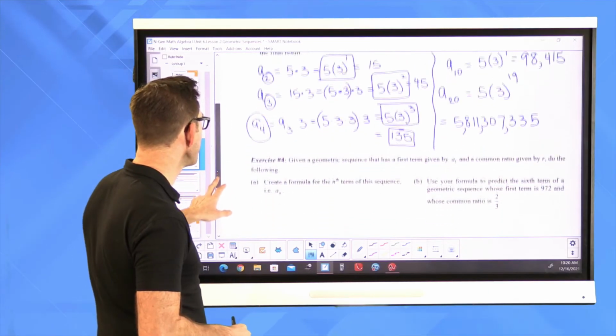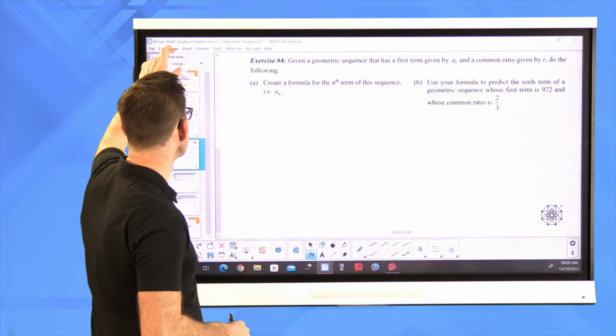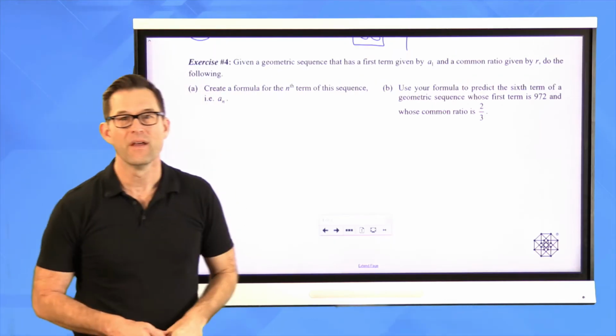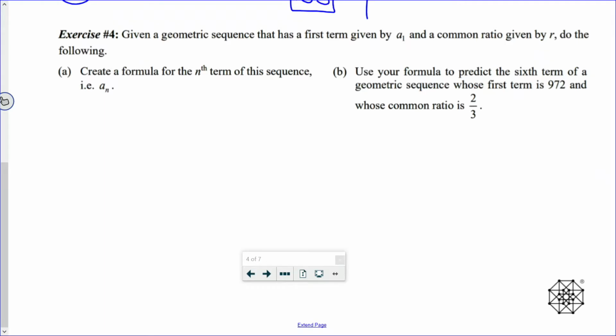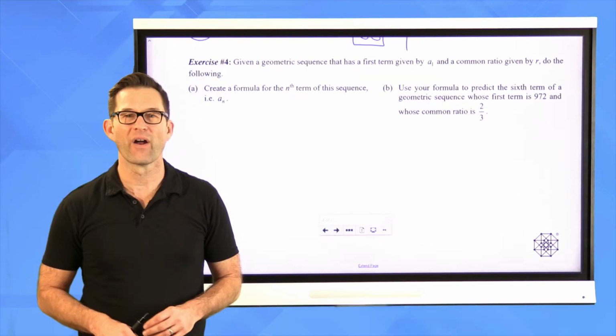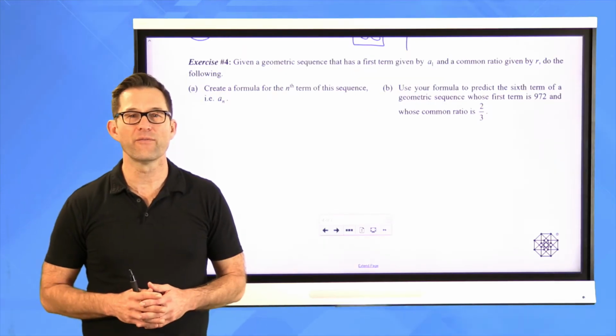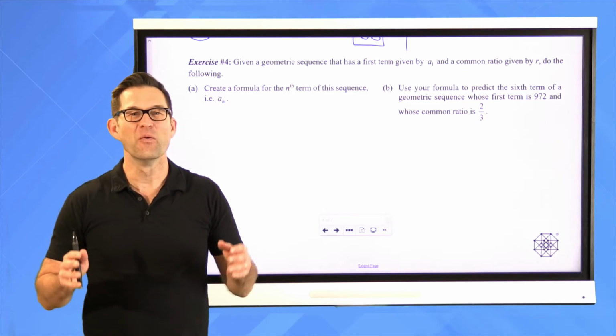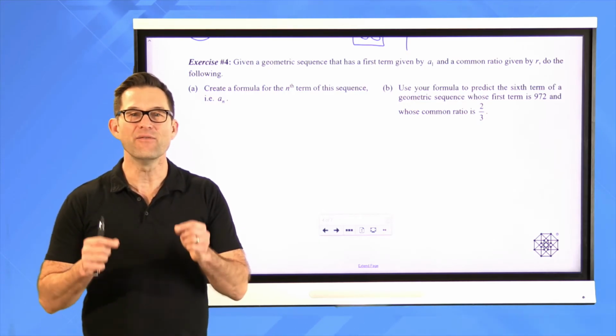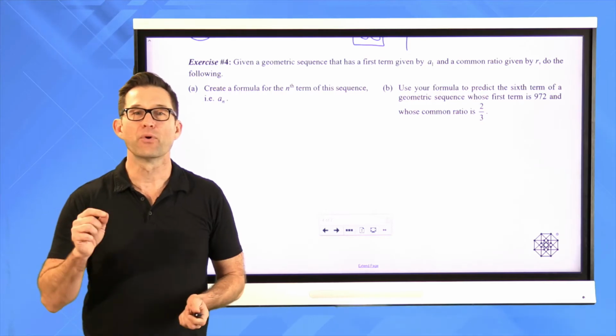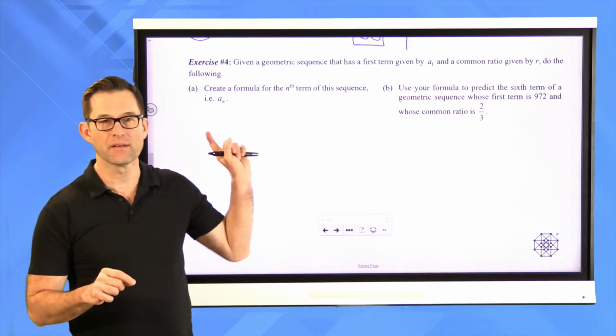All right, let's take a look at exercise 4. This is very important. Okay, so let's go for it. Given a geometric sequence that has a first term being given by A1 and a common ratio given by r, do the following. Letter A, create a formula for the nth term of this sequence, i.e. A sub n. All right, we did this a few units ago with arithmetic sequences. See if you can come up with the formula that predicts the nth term, A sub n, right?